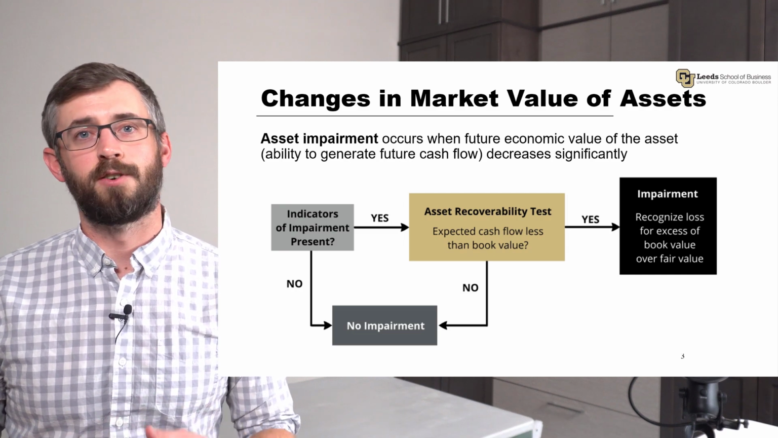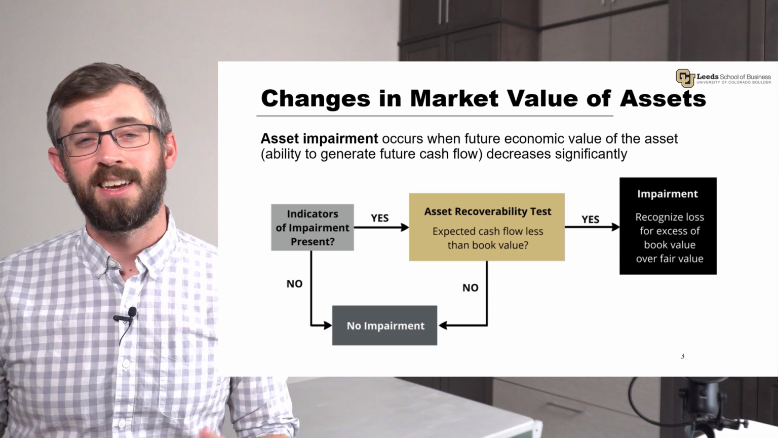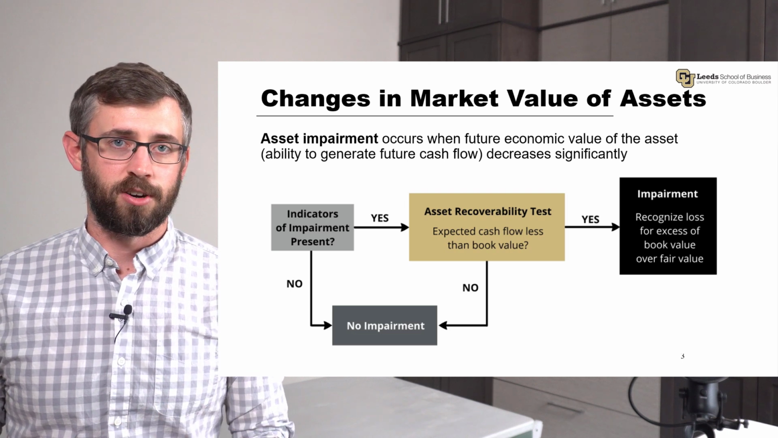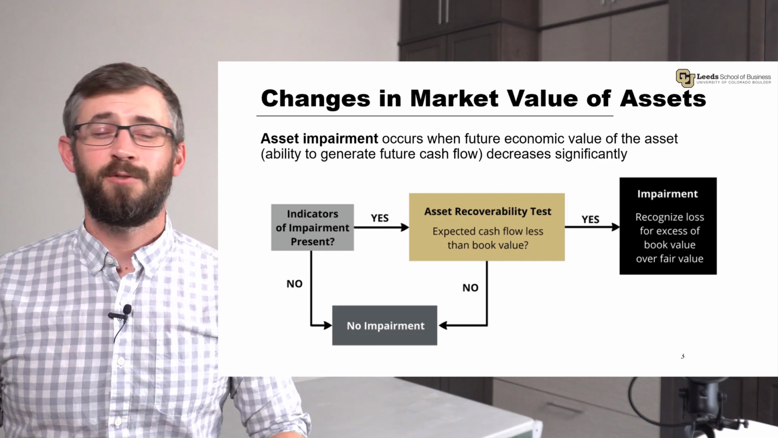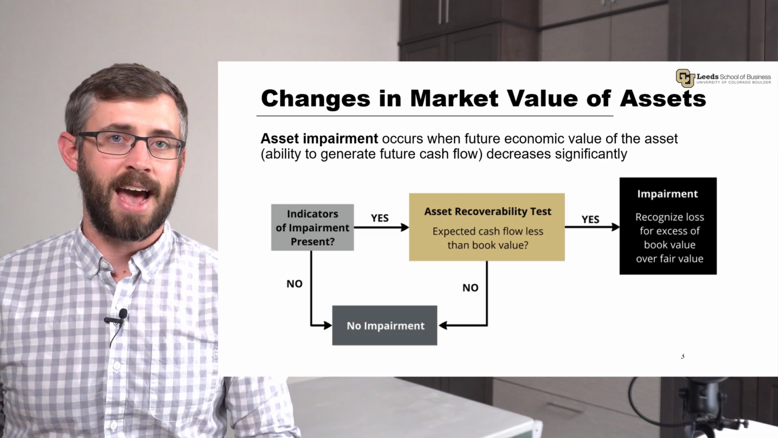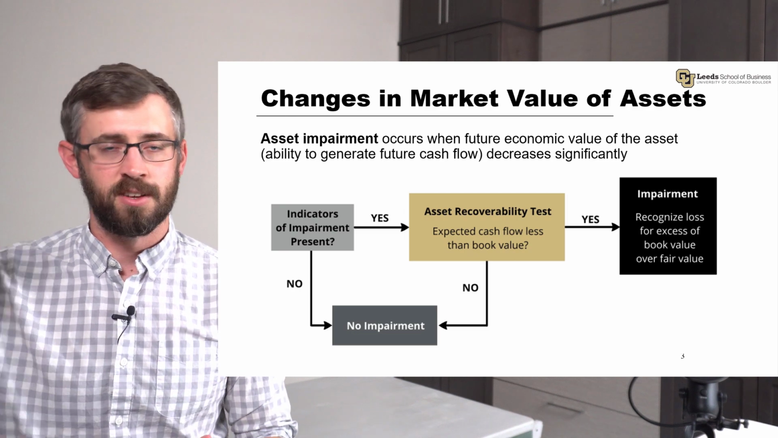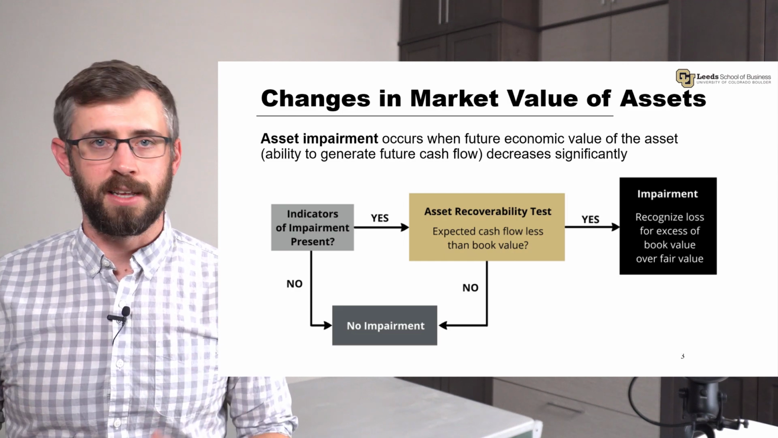But if you do have indicators that this asset might be impaired, you have to proceed on to a recoverability test. Our recoverability test asks, is the asset actually impaired or not? We have to answer either yes or no. And if we answer yes, it is impaired, we go on to our final step where we actually impair the asset, we take a loss, and we decrease its value. We're going to get into more depth on how these things work.